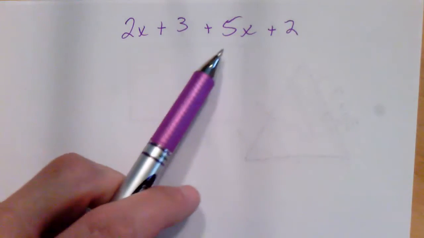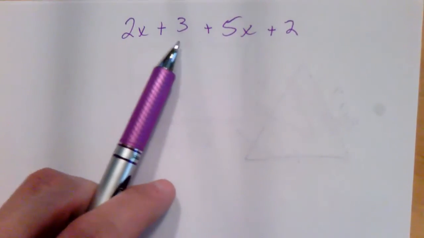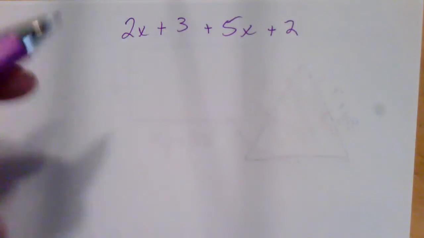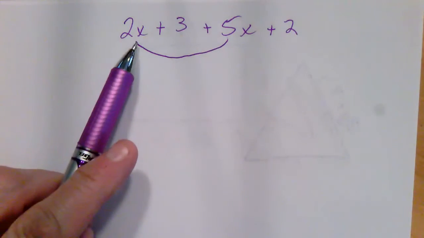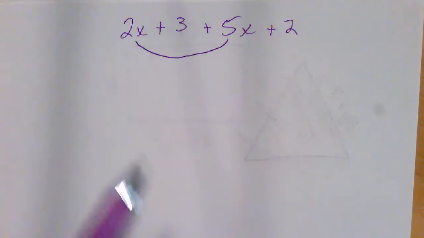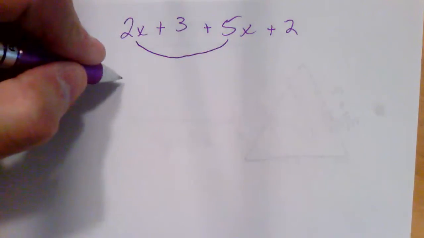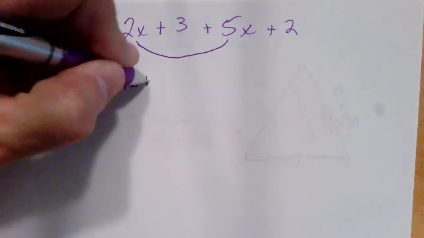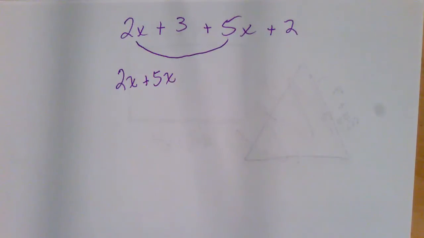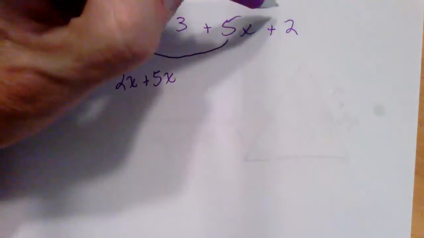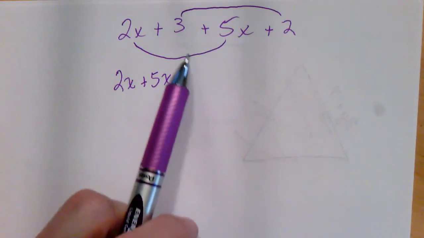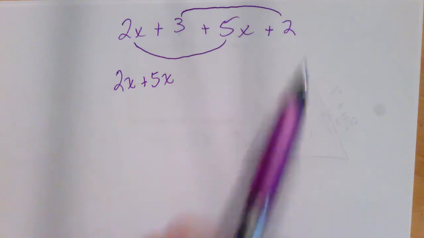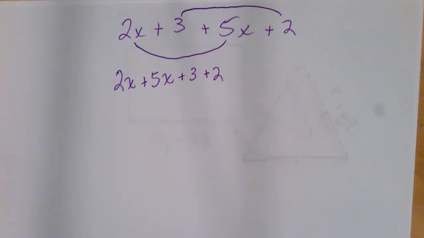So first thing we look and we see, okay, I've got 2x plus 3 plus 5x plus 2. Well, I know that these two right here, these are like terms because they have the same letter, same variable, and the same exponent. So we can combine those. So I'm just going to rewrite these together so they're a little easier to see. 2x plus 5x. And then notice that these two terms are also like terms because they don't have a variable. So we're going to be able to combine those.